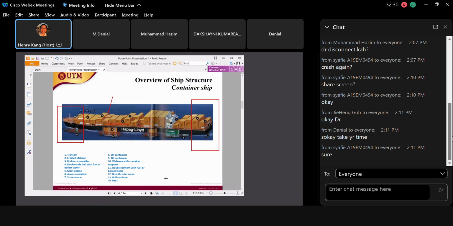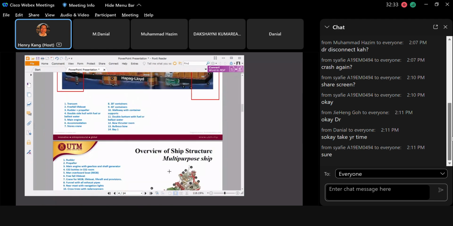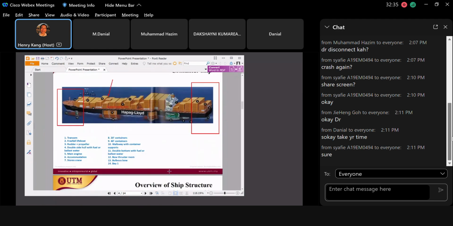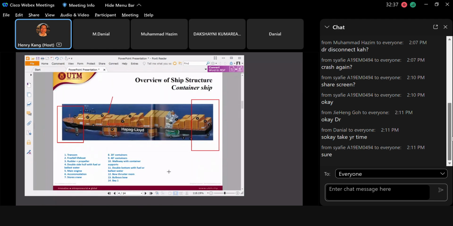Okay. Now, before we go to another type of ship structure, maybe I can ask you, can you name some port in Malaysia which is used to serve container ships? Any idea?